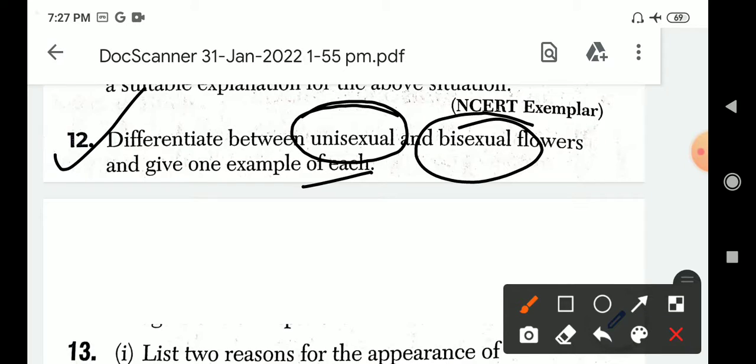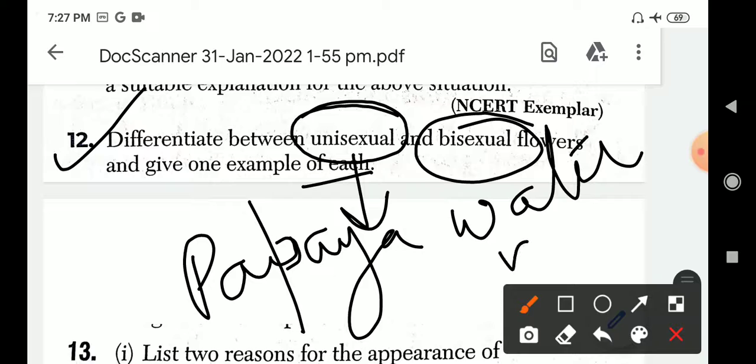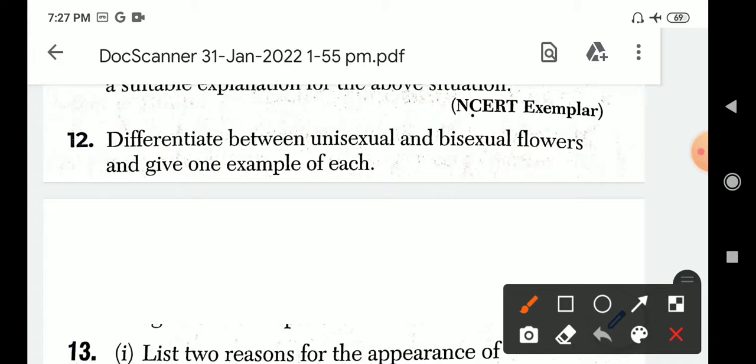So there are so many examples of unisexual and bisexual flowers. If we talk about unisexual, then the example is papaya, and the second is watermelon. Yes, watermelon is also one of the examples. And if we talk about bisexual flowers, there are so many: rose, lily, mustard, so many are there, right? You can give other examples also. Now next question.